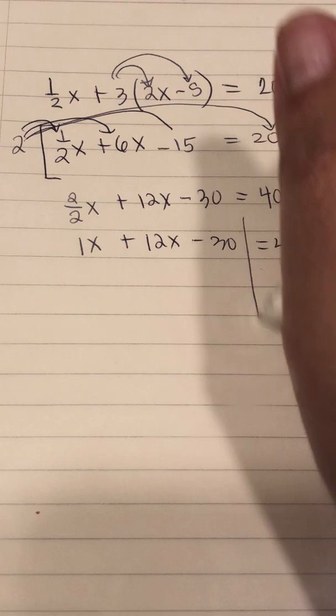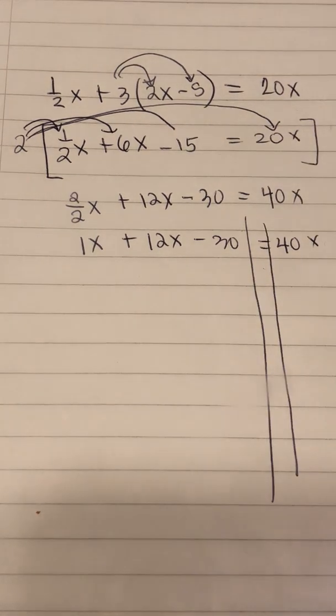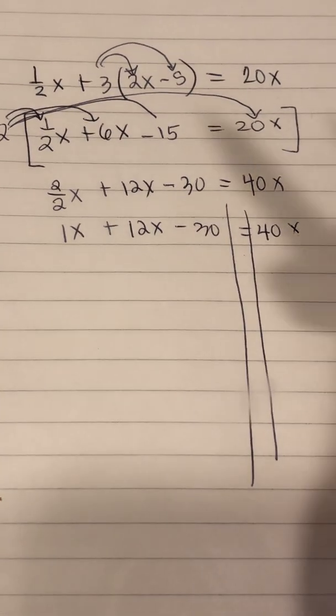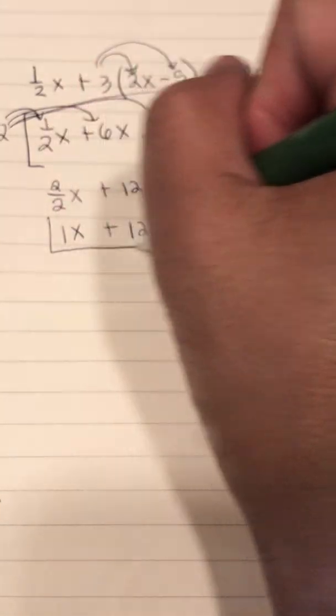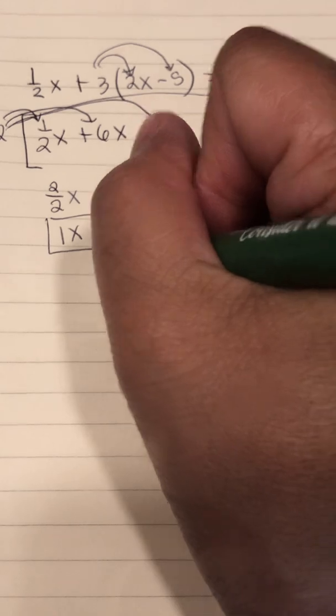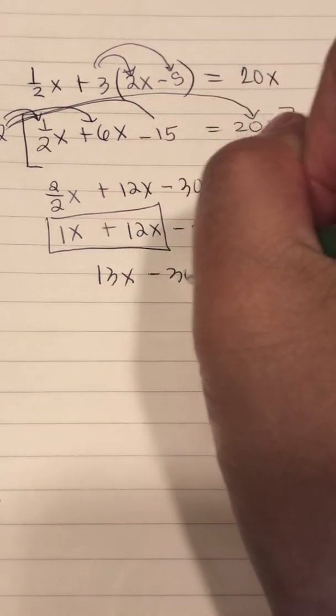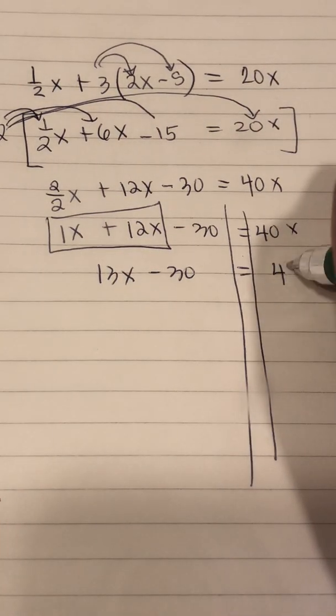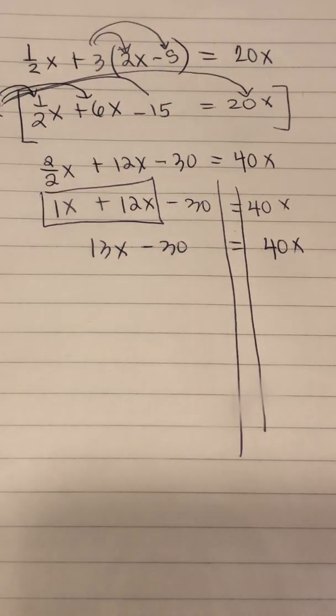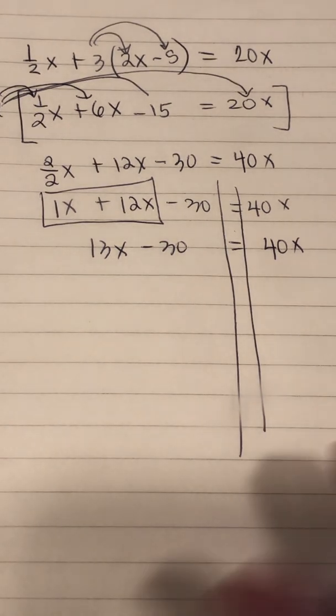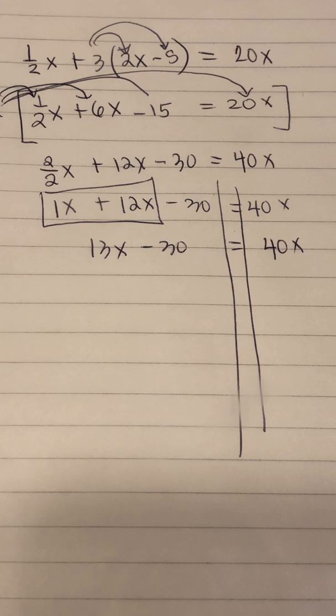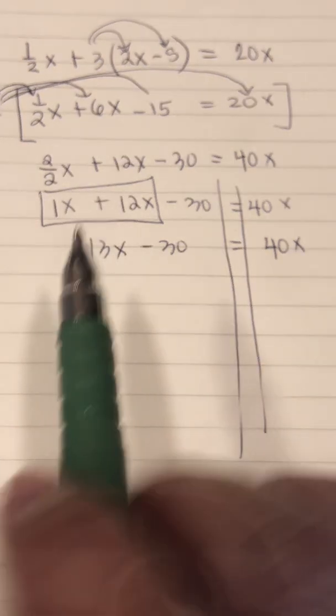Now, next step is combine like terms on the same side of the equation. So now I can combine 1x and 12x. So that would be 13x minus 30 is equal to 40x. Okay? Now, the next step is leave only one variable in the equations. Well, we have x here, but leave only one x.